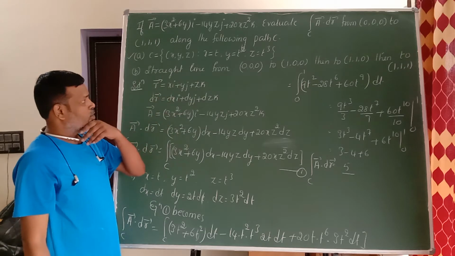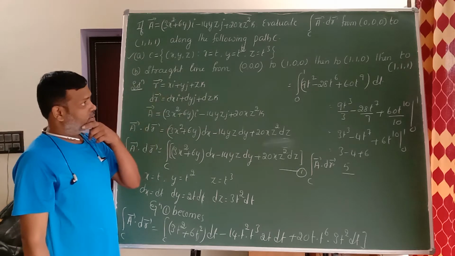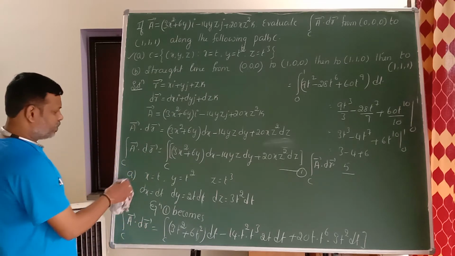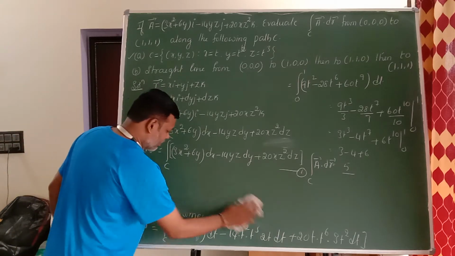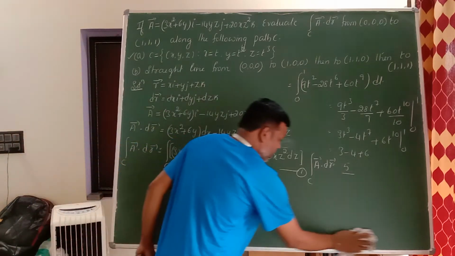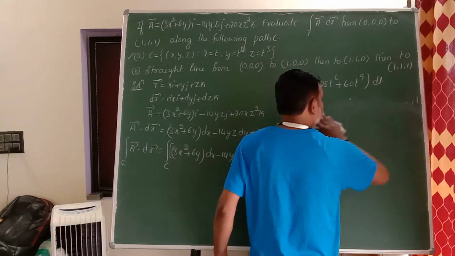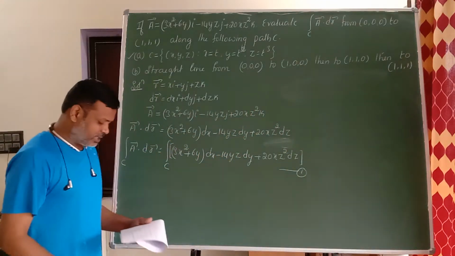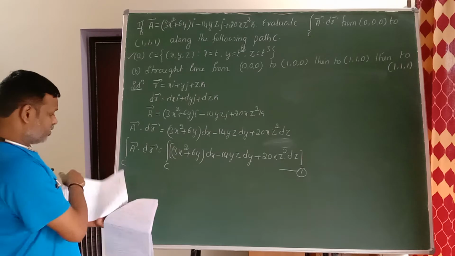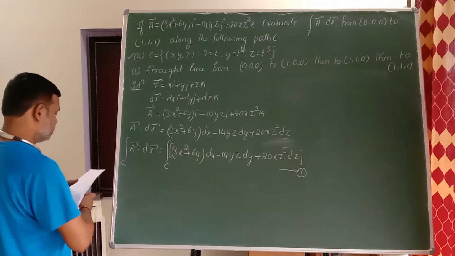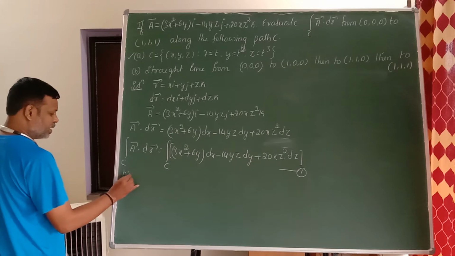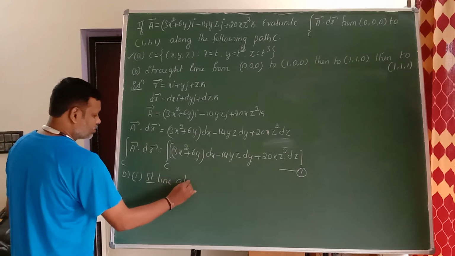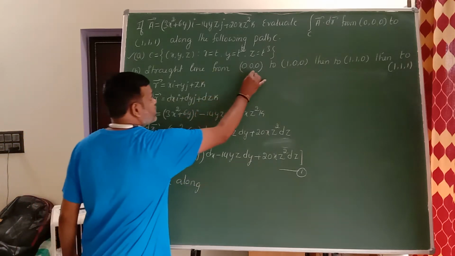Straight line from origin to 100, then to 110, then to 111. Let us consider how to do this one. Keep equation 1 as it is for reference. Now have a look at this. What's the first case here? The first case is a straight line from the origin to the first point, along the origin to this, the first one.